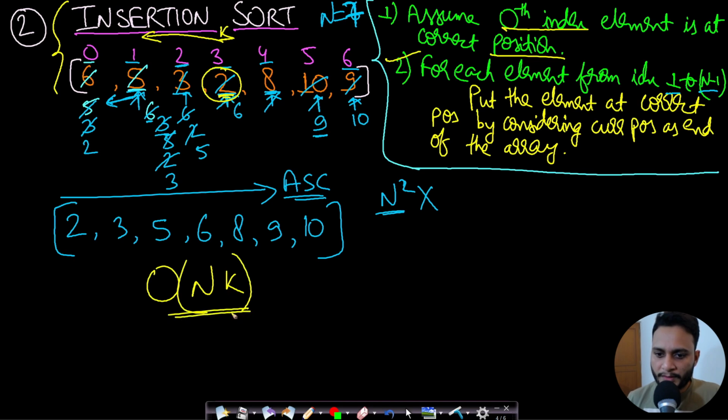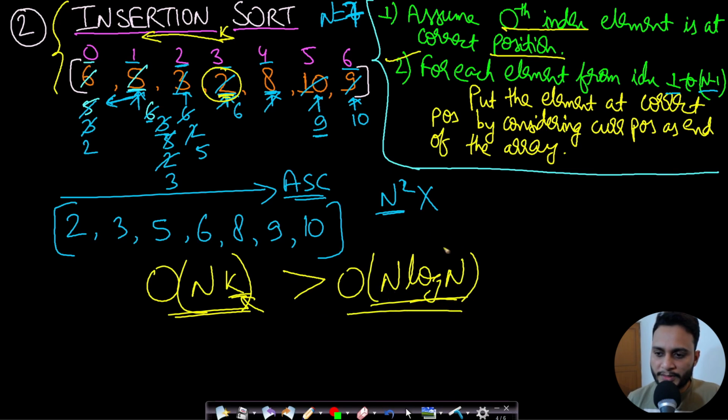Now if k value is large, then obviously nk will be greater than order of n log n. So you might feel that this simple sorting technique is better. Yes, this simple sorting technique is better than this insertion sort for larger values of k. Because if you apply log on this n, then obviously log will compress the value to a large extent, right? So that is why this nk is not better. This n log n is better.